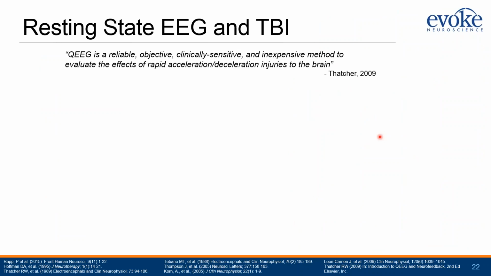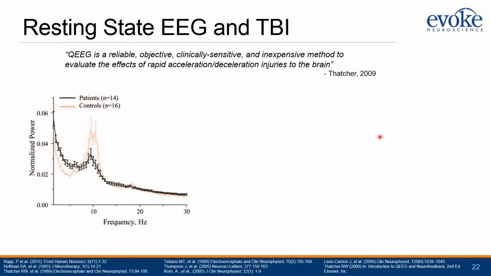Okay, so resting state EEG and TBI. Why do we care about looking at EEG when we're assessing TBI? This is a great quote from Thatcher, who's a big pioneer in EEG and TBI research. They say that QEEG is a reliable, objective, clinically sensitive, and inexpensive method to evaluate the effects of rapid acceleration, deceleration injuries to the brain. So basically, QEEG is very valuable when you're assessing concussion or TBI.